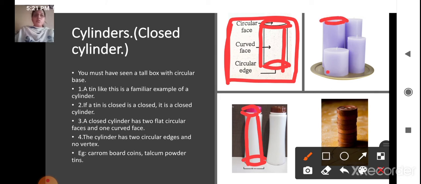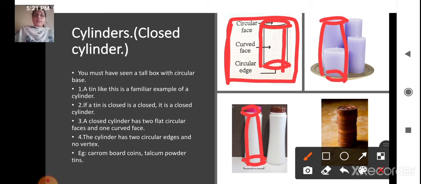It has 2 circular edges and 1 curved face. A cylinder does not have a vertex. Okay, so a closed cylinder has 2 flat circular faces and 1 curved face. The cylinder has 2 circular edges and no vertex.